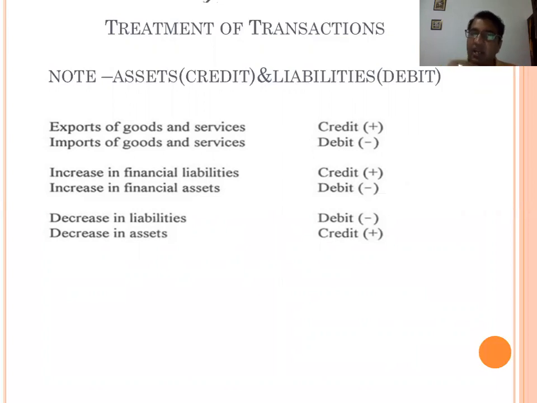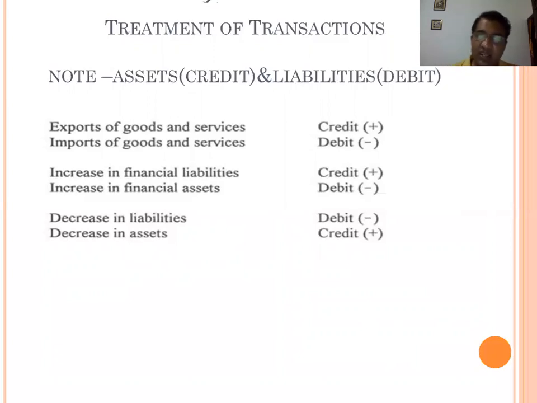Here we will discuss export of goods and services. If we export goods and services, it means the money we will receive from another country. So that will be recorded in the credit side of the balance of payment account. Then import of goods and services, it means if we import goods and services from another country, we are paying to another country. It will be recorded with a minus sign in the debit side of the balance of payment account. So export of goods and services, inflow, we will record in the credit side, and outflow, that is import of goods and services, we will record in the debit side.